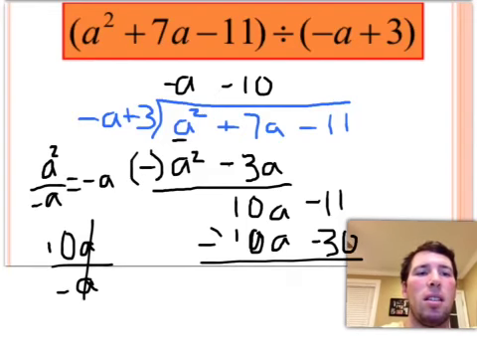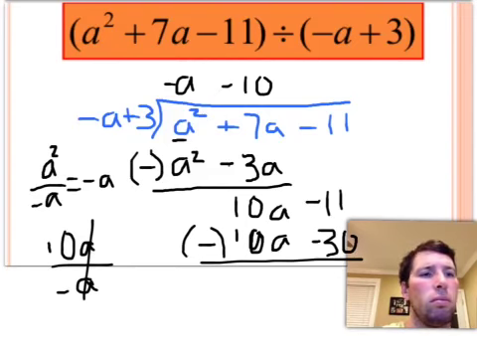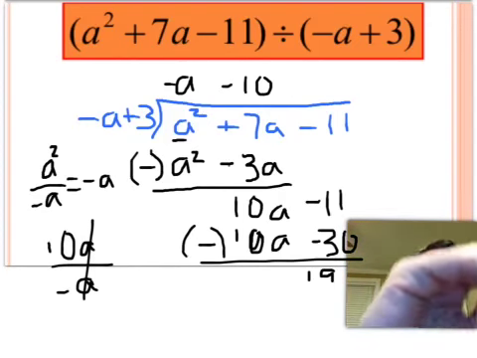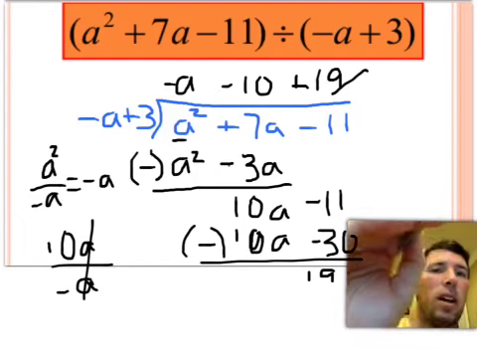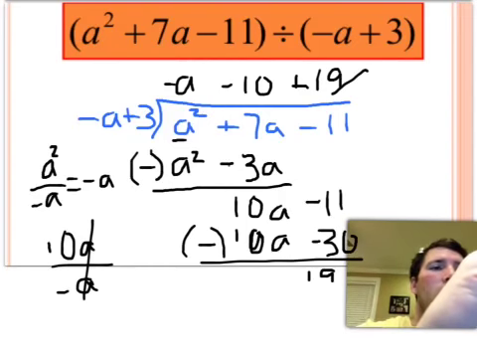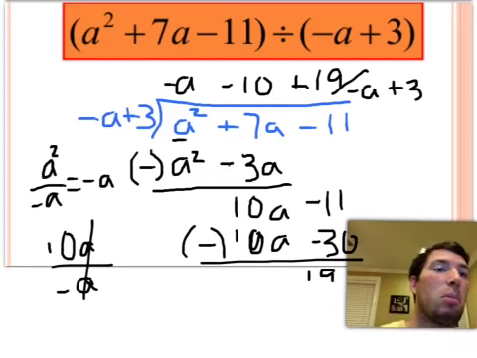And I will subtract again. 10a minus 10a is 0, and negative 11 plus 30, let's see, I guess that's going to be 19. So I have 19 there, and I can't bring anything else down, so I will have a plus 19 divided by, I ran out of room, I wrote it too big, negative a plus 3. And that is my final answer.